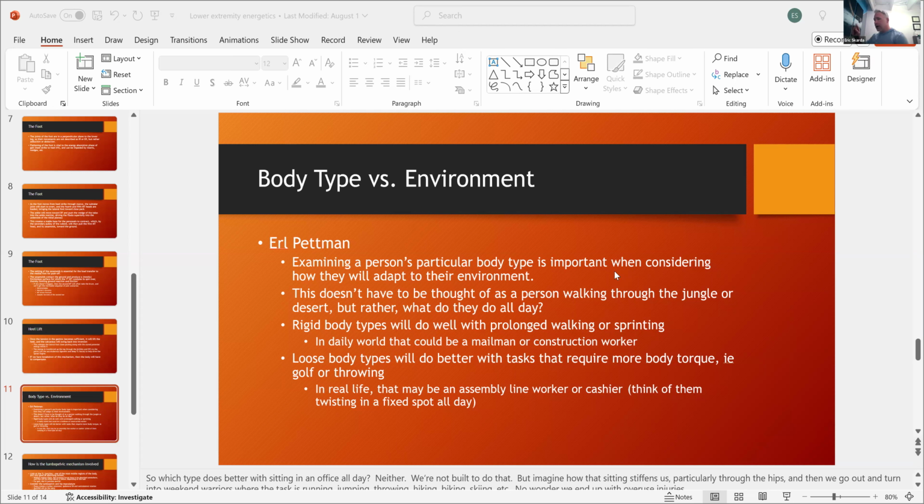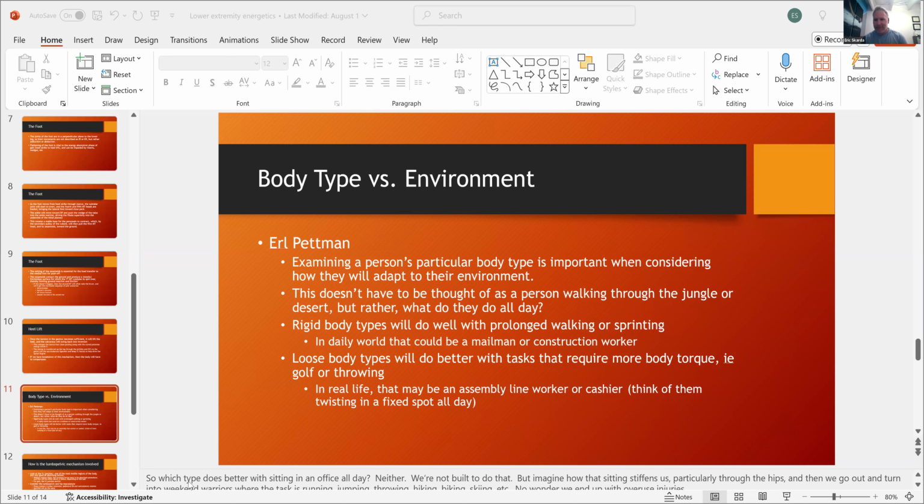So we have our backswing here, and then we have our actual swing through in the other direction. Again, things that we have to take into consideration, all kinds of different possibilities here. One thing I do want to mention, this is why I put it down here in this note, which type does better with sitting at a desk all day? Stiff body type or rigid body or mobile body type?